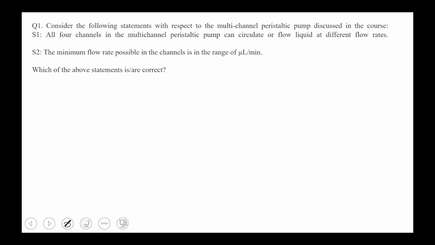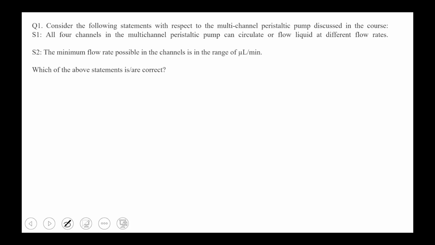So can you attempt these questions? Anyone? Both options are correct, sir. Why? Because in the experiment they mentioned that a multi-channel peristaltic pump can flow liquid at different flow rates. We can use the settings to modify the flow rate for each channel. And in statement two, the flow rate is in the range of microliter per minute. So that's also correct.